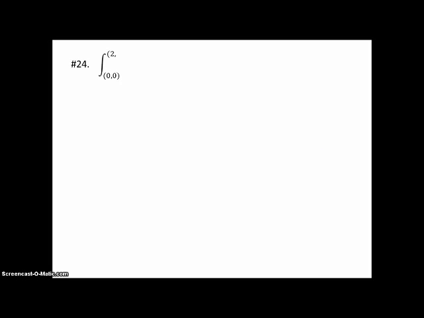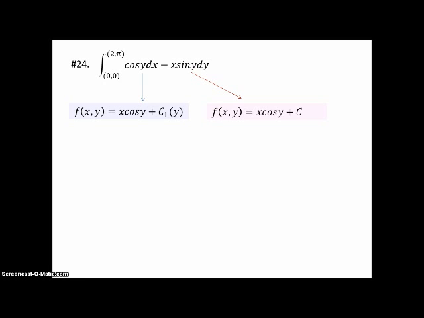Number 24, similar. We're going from (0, 0) to (2, pi). Again, if we first show that it's independent of path, then we don't have to worry about what C is, we just plug the endpoints into the antiderivative. So going backwards with respect to x, we get x cosine y. Going backwards with respect to y, we get x cosine y plus a function of x.